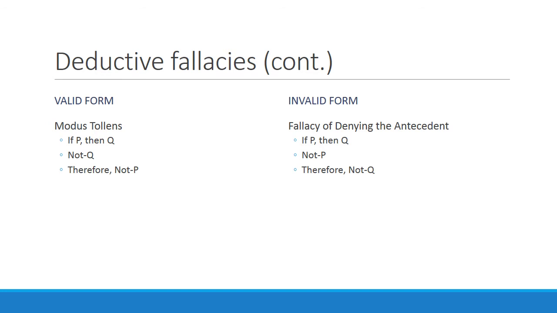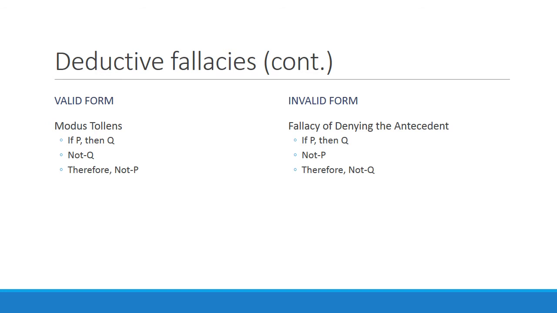Look at the form on the right, the fallacy of denying the antecedent, and let's read it with our poison example, and you'll see how it doesn't work. If you eat the poison, then you will be ill. You did not eat the poison, therefore you will not be ill. Well, for the same reason as in the previous example, this doesn't work because you could catch the flu, even if you didn't eat the poison, so you could still be ill. This is an invalid form and again should not be used.